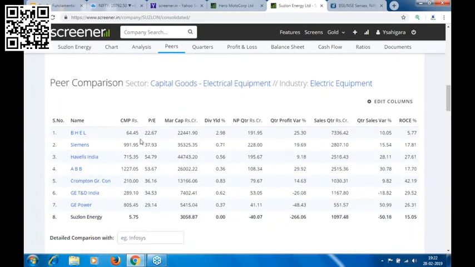Now here you can do the comparison with the peer companies. If you see the PE, there is no PE in the company at all. Dividend yield is zero. Quarterly net profit, the latest quarter, is in minus. Year on year quarterly profit is in minus.